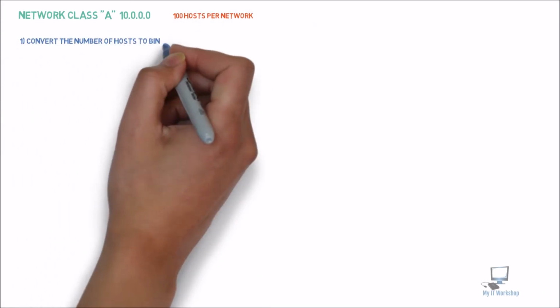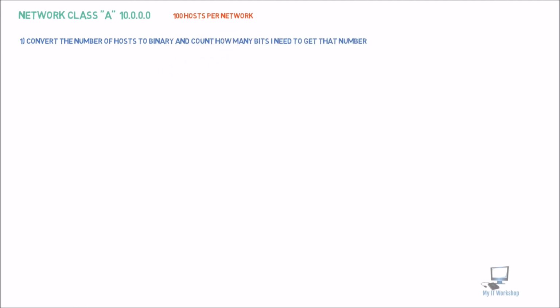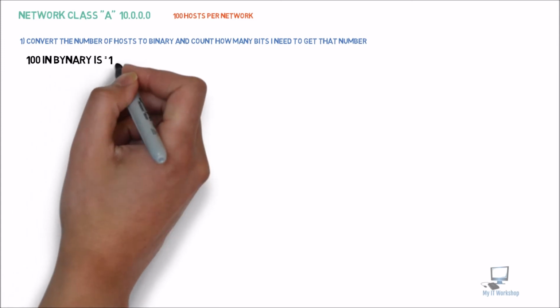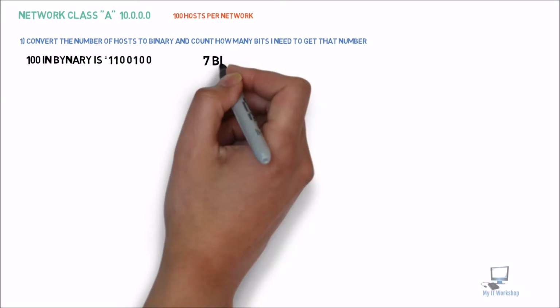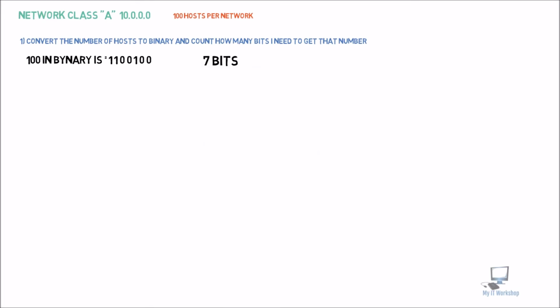Let's do another example. In this case, the class A 10.0.0.0, but this time we need 10 hosts per network. Okay, so we go to step number 1, convert 100 to binary. And for this is 1100100. Those are 7 bits if you count them. And we need to remember this number for future reference.